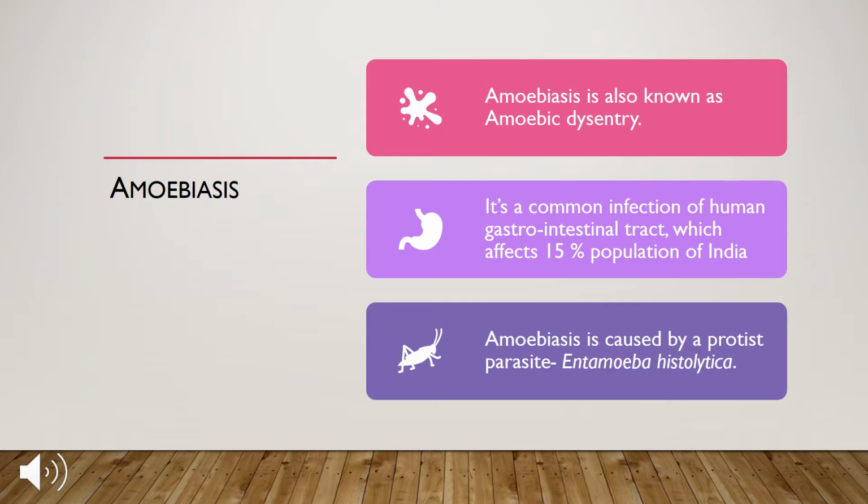It is a common infection of the human gastrointestinal tract which affects 15% of the population of India. So it is a very common type of disease, especially of the gastrointestinal tract. Amoebiasis is caused by a protist parasite, Entamoeba histolytica.